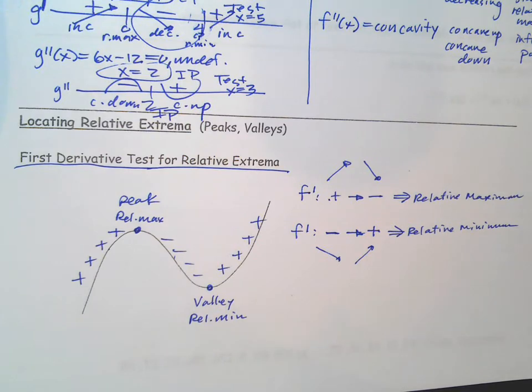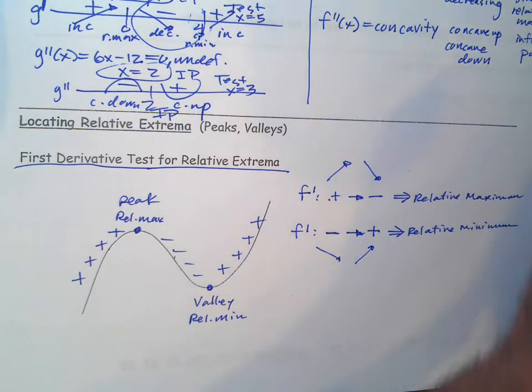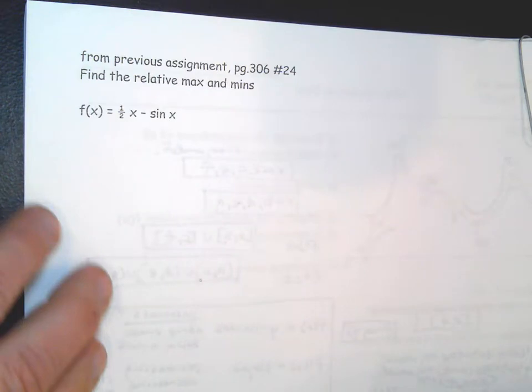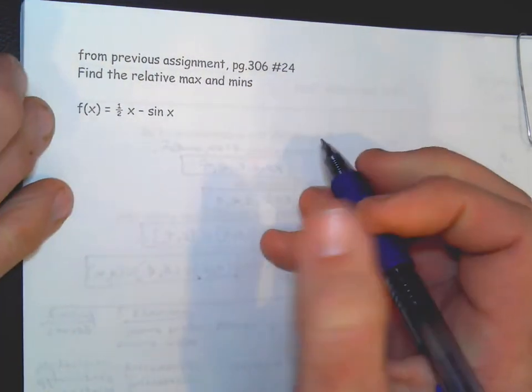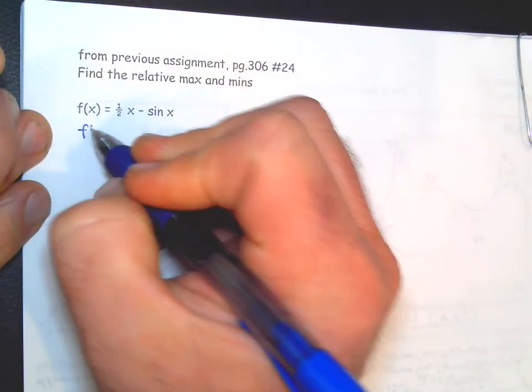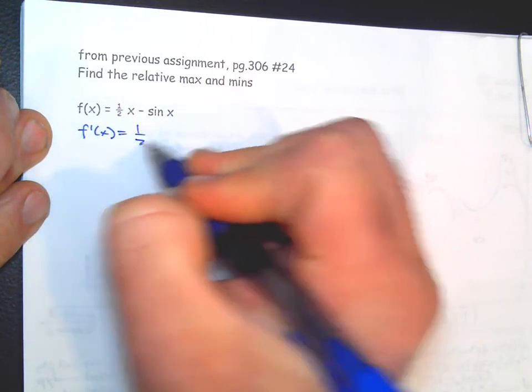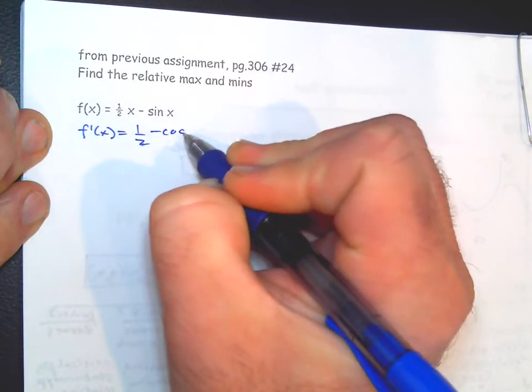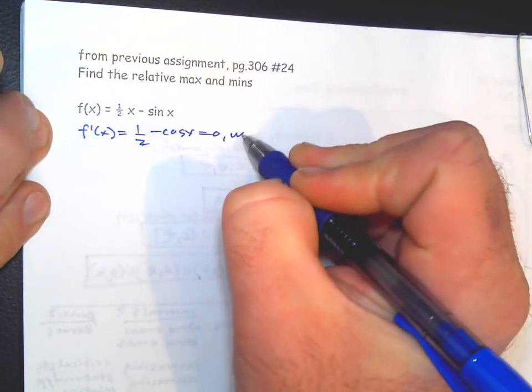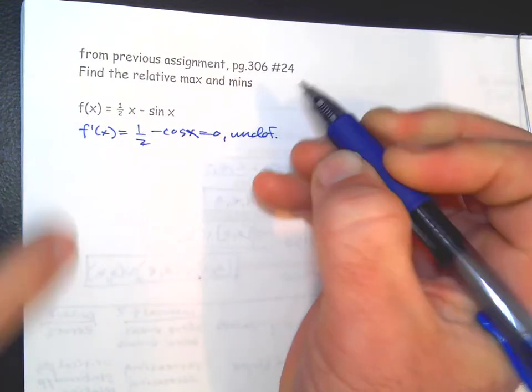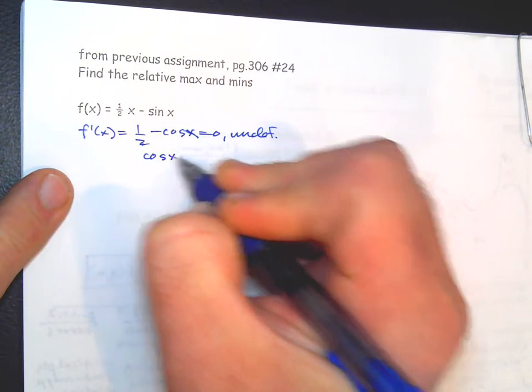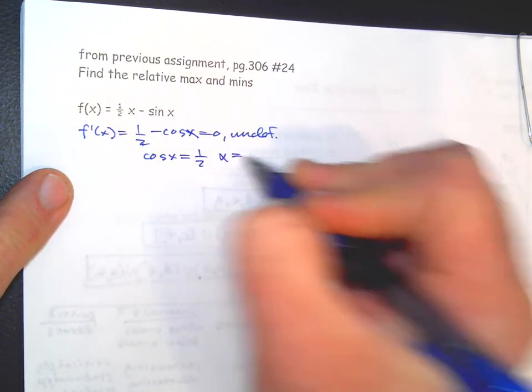So let's try a couple examples on the back. This is actually a problem from our last assignment, page 30624. So the way we did this was we said, all right, let's take the first derivative, 1/2 minus cosine x, and set it equal to 0 or undefined. And then we solve for it. You got to solve the trig problem. When does cosine equal 1/2?